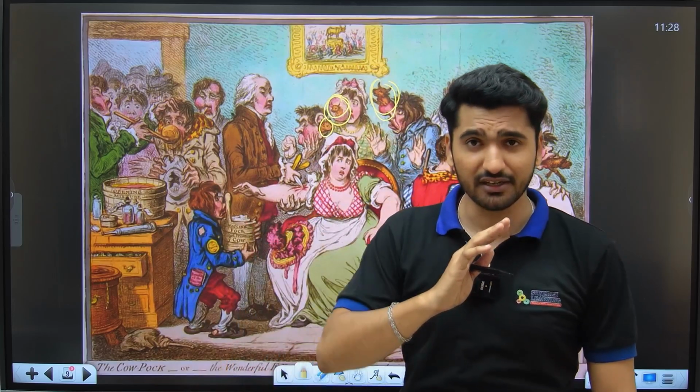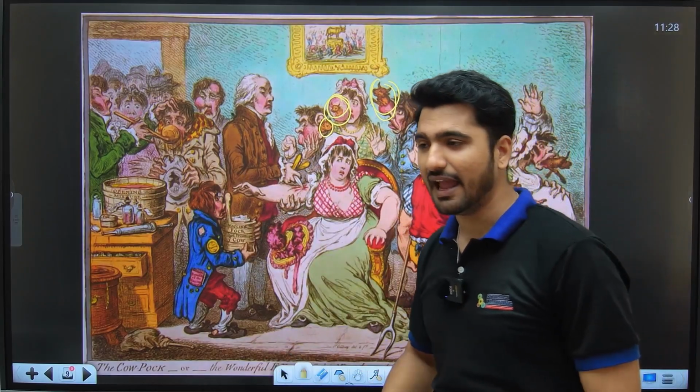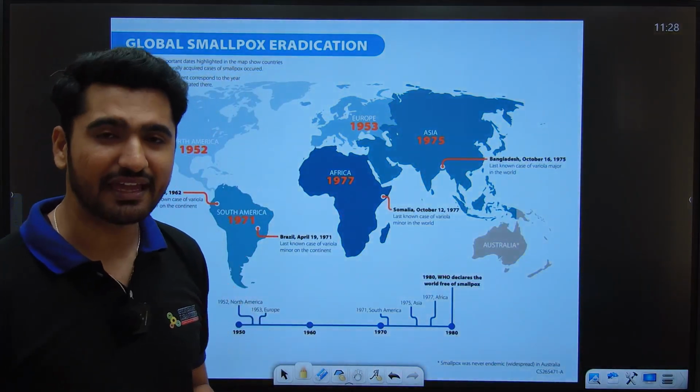But slowly this news faded, and vaccination was accepted by the government and by all the people, because the results were very good. So this is how the first vaccine was developed by Edward Jenner.